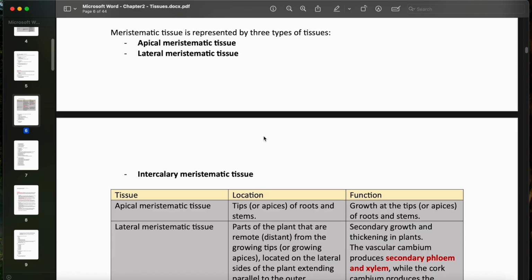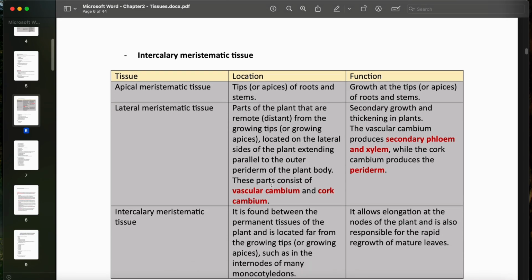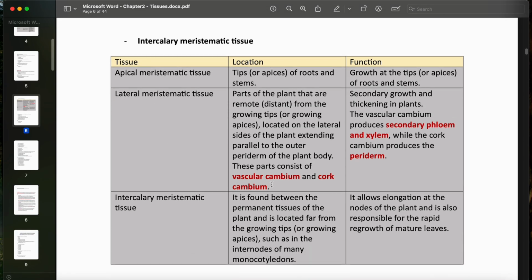Meristematic tissue is represented by three types of tissues, as I said earlier. So we have apical meristematic tissue. Now, the word apical refers to the apex, meaning the top. And then lateral meristematic tissue, the word lateral refers to the sides of the plant. And then we have the intercalary meristematic tissue. Now, the word intercalary means between stuff, so interpolated, something like this. Between two things.